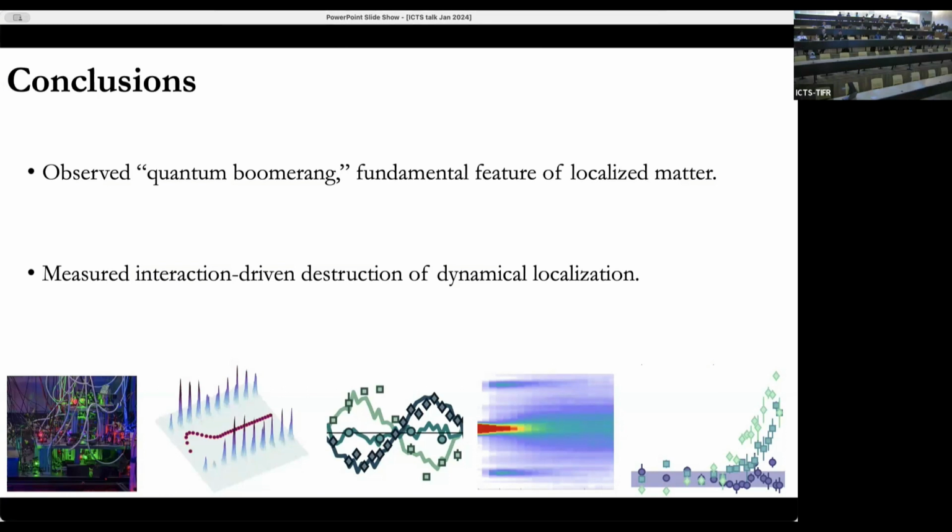So in the interacting experiment that you did, can you check that the system is really remaining in the condensate as it's departing from this localized regime?